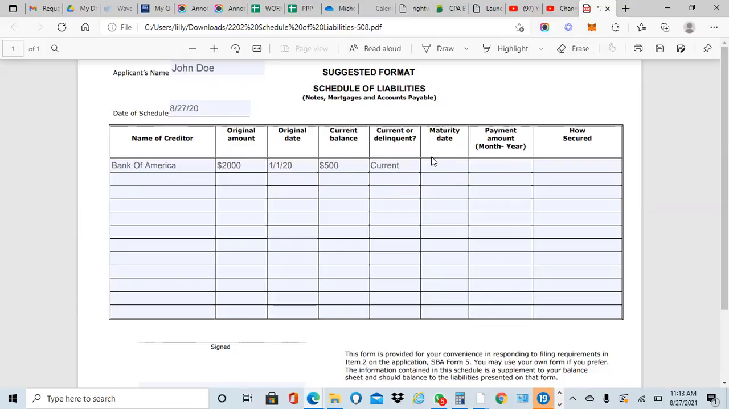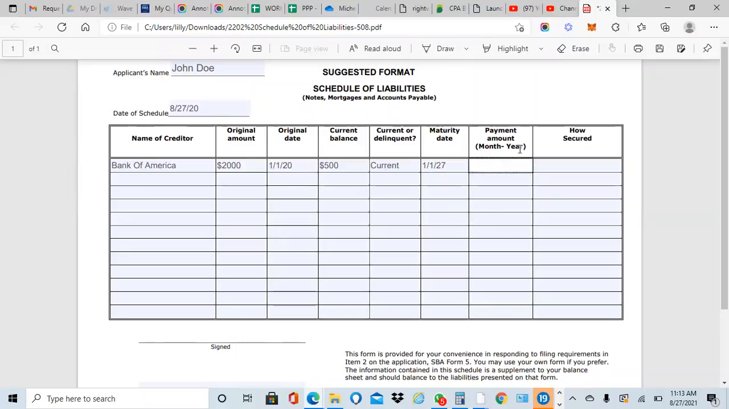Now, maturity date. Maturity date is 7 years from your original date. So it's 7 years from here. So you're going to put 01, which is January, and then it's 2027. As you can see, 27. You see, it's 7 years from there. So 2020 plus 7 equals 2027.